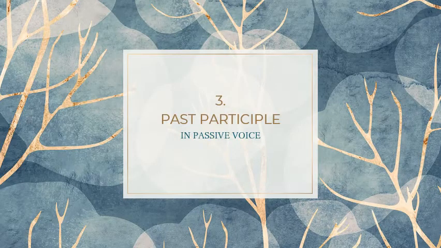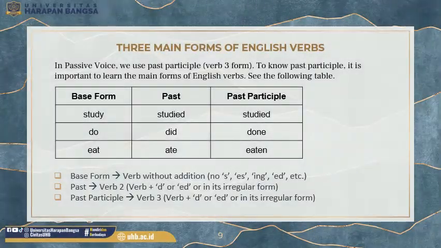Finally, we come to the last language focus of today's lesson. It is past participle in passive voice. Well, before we talk about past participle in English, I guess it is better for us to learn three main forms of English verbs. In passive voice, we use past participle or verb 3 form. To know past participle, it is important to learn the main forms of English verbs.